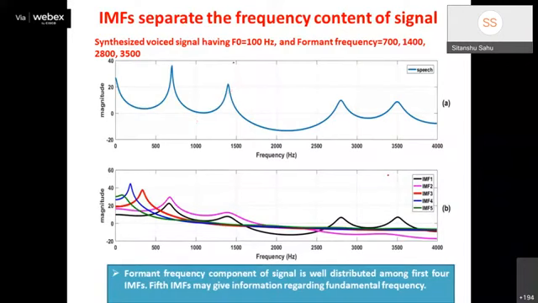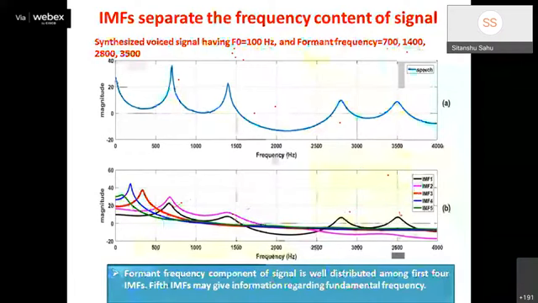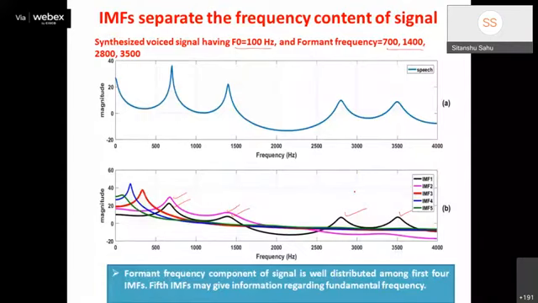Here we have a synthesized speech signal having a fundamental frequency of 100 Hertz and 4 formant frequencies, and the spectral pattern looks like this. If you decompose the signal into different IMFs, you see IMF1, the black one, contains the 4 formant frequencies at 700, 1400, 2000, and 3500 Hertz. Then IMF2 also captures some of the formant frequencies. The higher IMFs capture the fundamental frequency. The green one, the IMF5, captures the fundamental frequency. So it gives us a way to capture the different frequency patterns present in the speech signal.